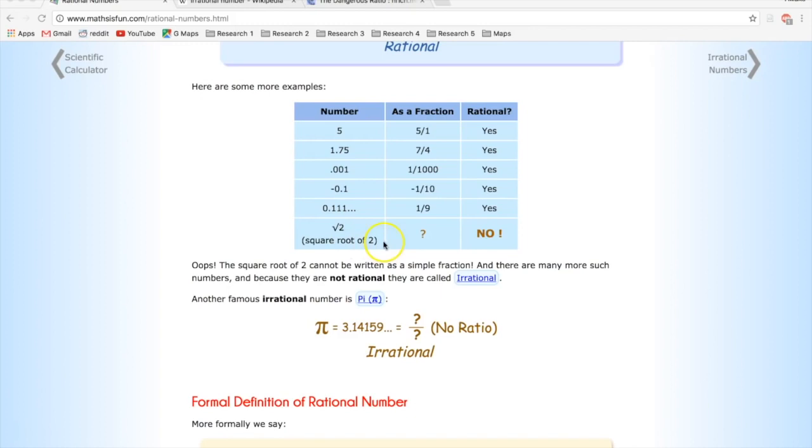The square root of 2 as a fraction? No. The square root of 2 cannot be written as a simple fraction. And there are many more such numbers, and because they are not rational, they're called irrational. Another famous irrational number is pi. Pi equals 3.14, and it goes off into infinity. It cannot be written as a ratio. So it is irrational. So we're going to be getting into what it means to be irrational, what numbers are irrational, and it's not just pi and a few others. We're going to cover that.